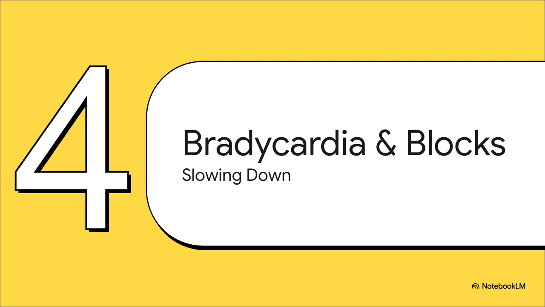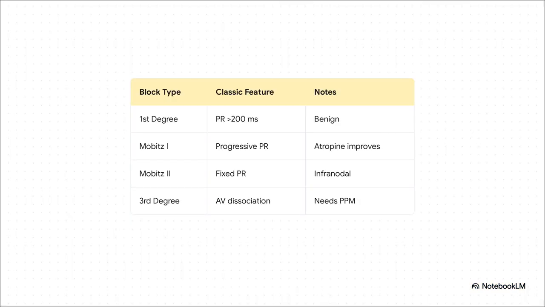All right, Section 4, bradycardia and heart blocks. Let's flip the script from a heart beating wildly out of control to one that is terrifyingly slow. It's wild how a tiny electrical delay can completely snowball into a total communication breakdown. A first-degree block is just a stretched-out PR interval, usually totally benign. But then you get into second-degree blocks. Mobitz type 1, or Wenckebach, shows that PR interval getting longer and longer and longer until, bam, a beat drops. But Mobitz type 2 is where we enter the danger zone. The PR interval is fixed, but a beat suddenly drops without warning. This is an infranodal problem and can actually get worse if you give atropine.